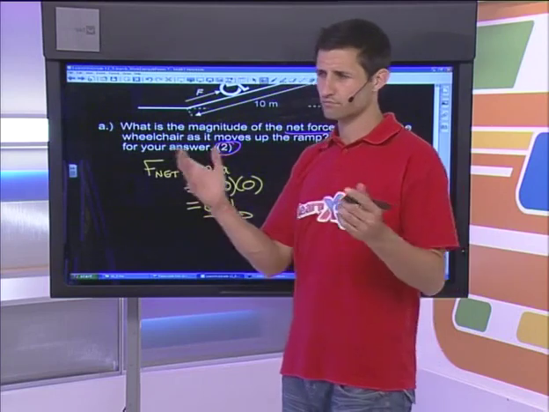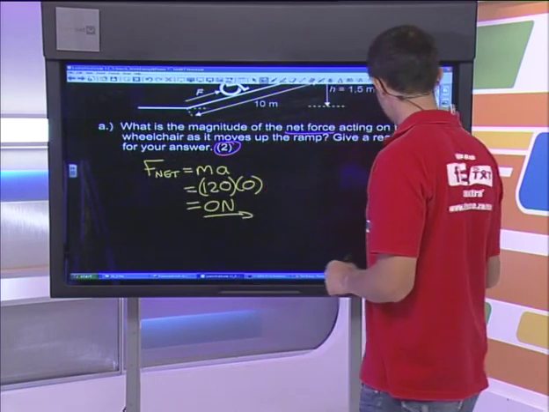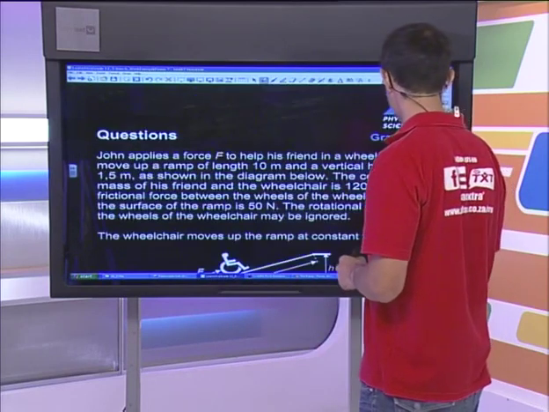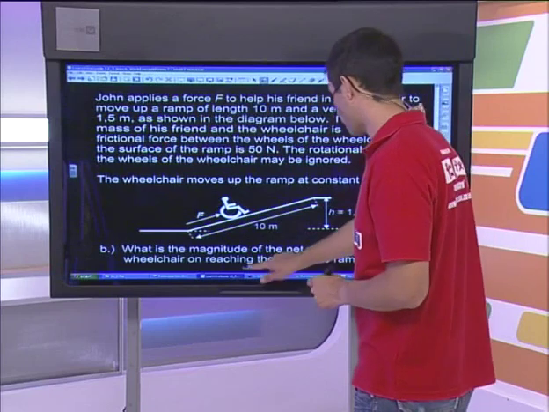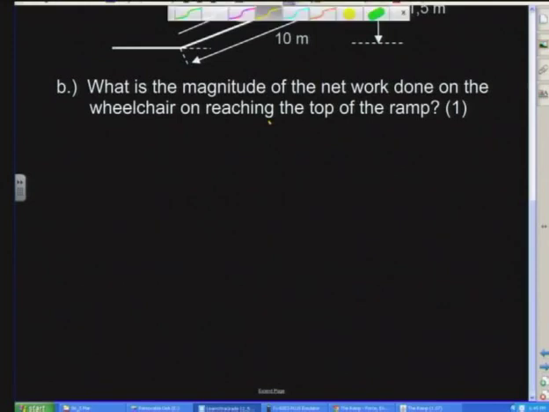Now you might say, Phil, when did they actually manage to talk to you about kinetic energy? Well, if I read a little bit further, let's take a look at our question, and it says, what is the magnitude of the net work? Okay, wait a minute, this is something new. The net work done on the wheelchair on reaching the top of the ramp.